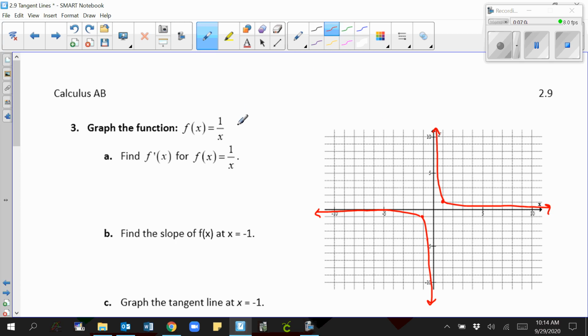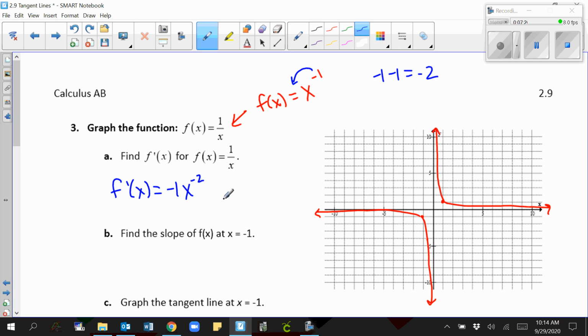All right, and then I'm also going to rewrite this as f of x is equal to x to the negative 1 power. So when I take my derivative, f prime of x, that negative 1 is going to come down in front, so negative 1x. And negative 1 minus 1 is going to give me a negative 2. So negative 1x to the negative 2. And cleaning that up, that's negative 1 over x squared.